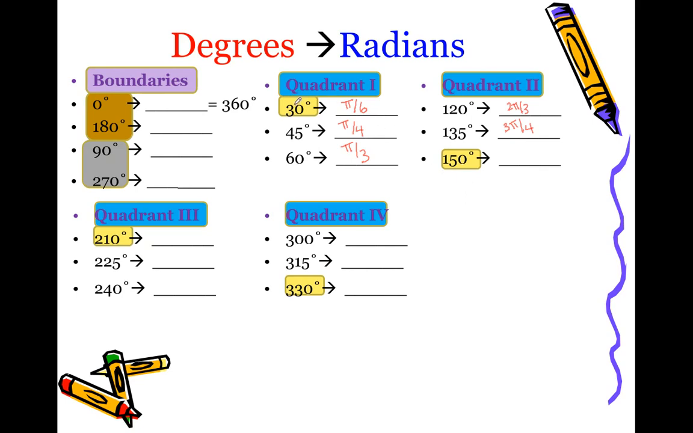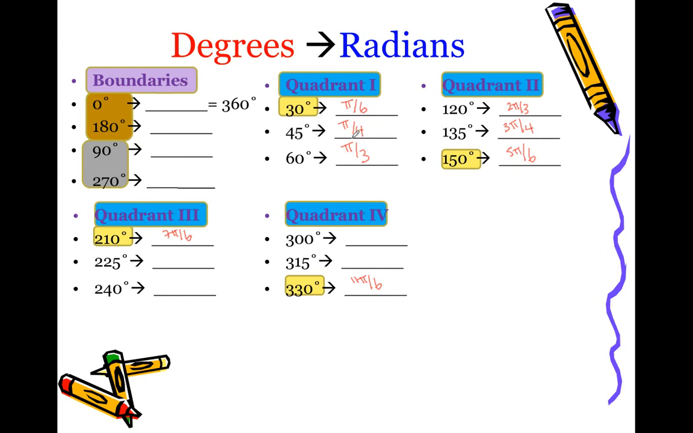What's happening to go from here to here? What are you adding? 180 degrees. So you're adding pi. So this is going to be 7 pi over 6. 330, that's almost going to be a whole, but not quite. 11 pi over 6. 150 is almost going to be a full one, but it's going to be 30 degrees less. So it's pi over 6 less than a full semicircle.